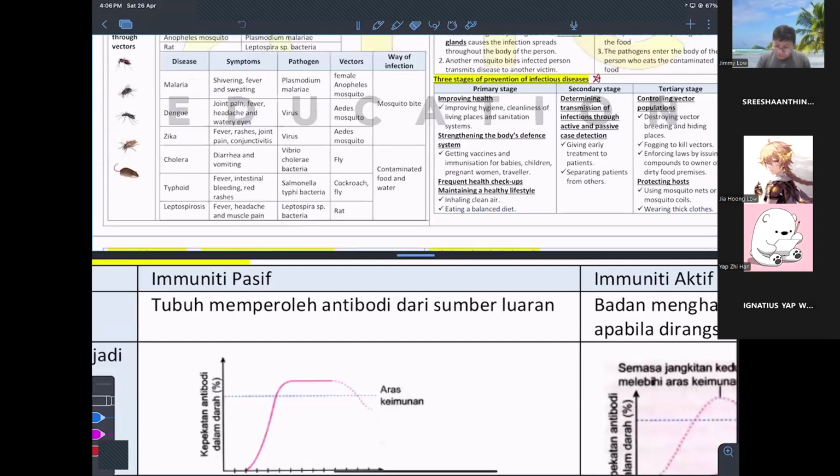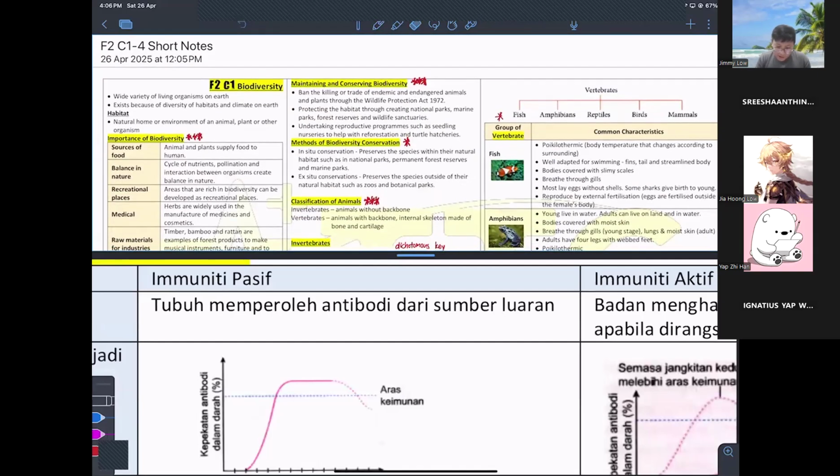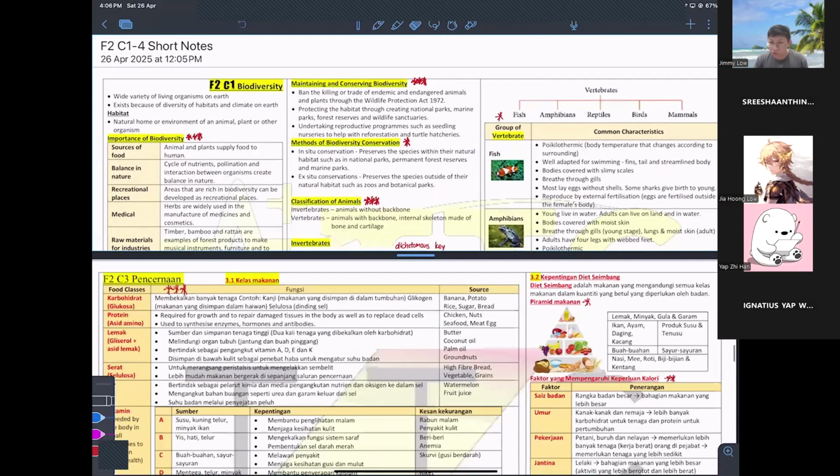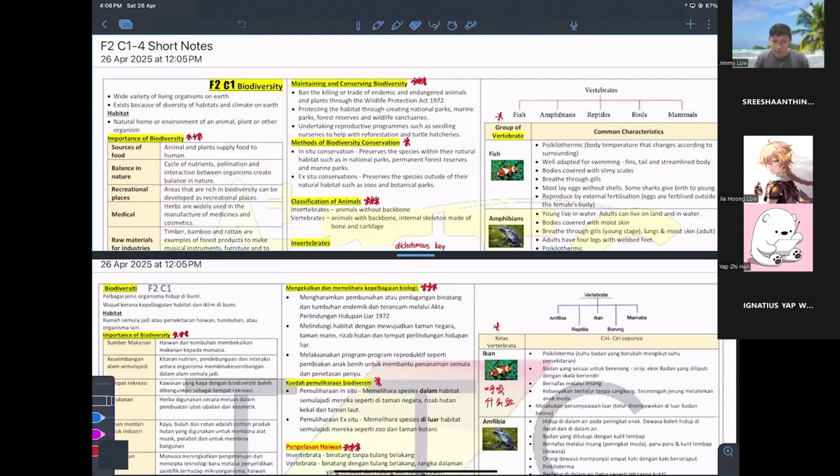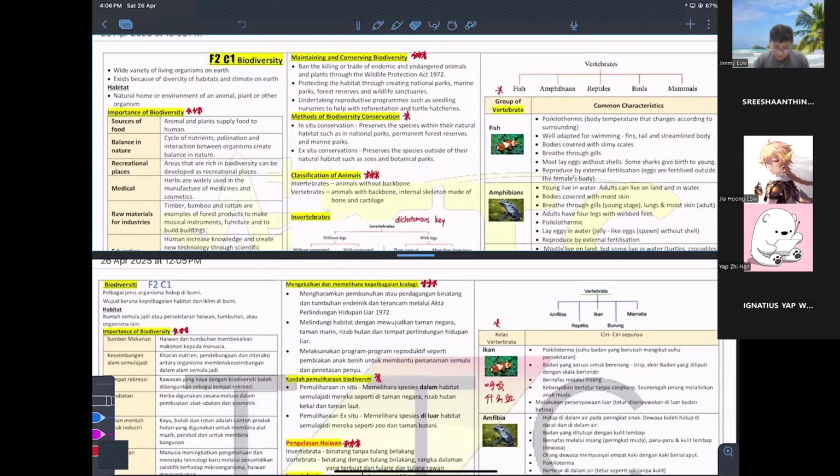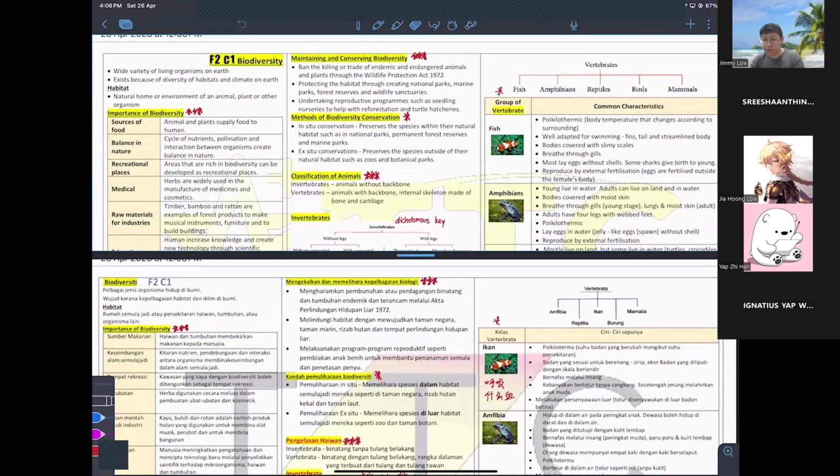So I can help you filter what you have to memorize and what you don't need to memorize. I will further explain your chapter 3 in detail, especially when it comes to the digestive part. I'll explain in detail.